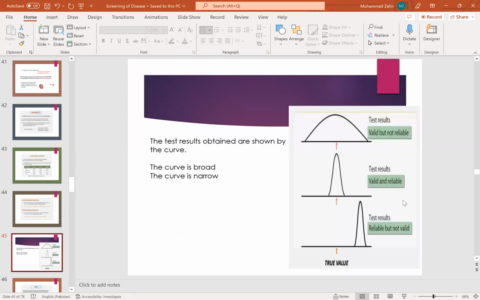The test results obtained are shown by the curve. The curve is broad or narrow. In this case, the test result is valid but not reliable. Here the test result is valid and reliable. And here the tests are reliable but not valid.